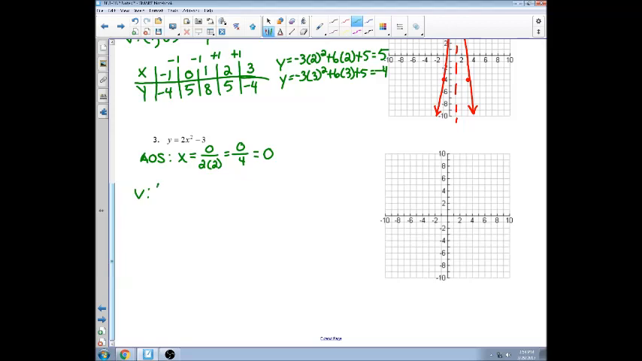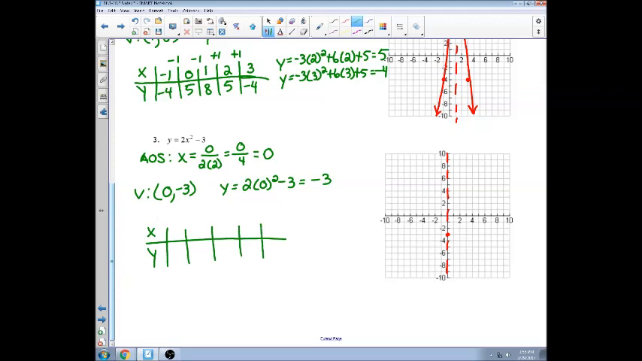So the x value for my vertex is 0, comma, I need to find it, right? So what I'll do is I'll plug 0 in for all the x's. So 2 times 0 squared minus 3. This would get me negative 3. So my vertex, starting at 0, 0, is really just down 3, which means that my y-axis is my axis of symmetry. Now that I know what my vertex is, I need to make my table. The vertex always goes in the middle, so 0, negative 3.